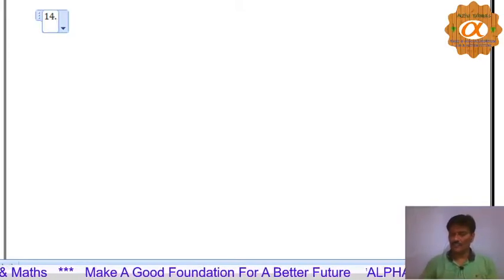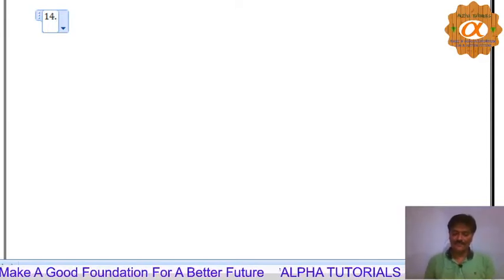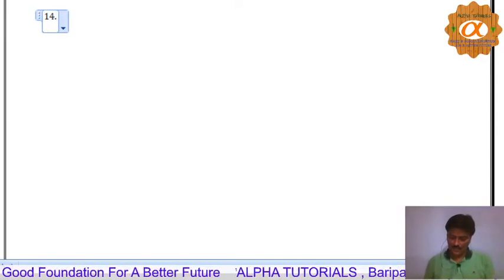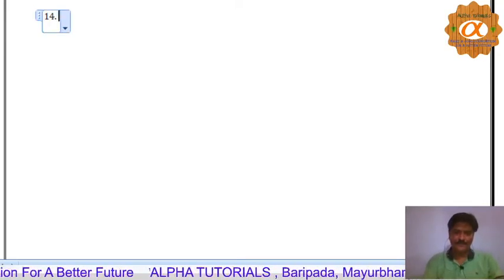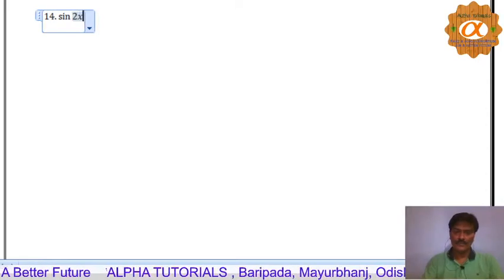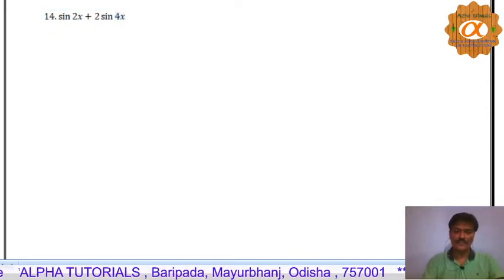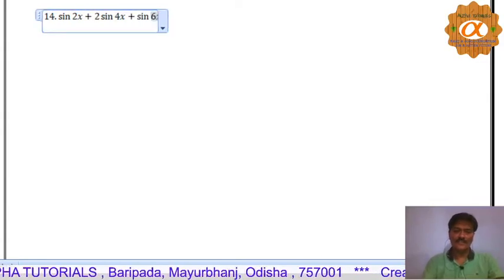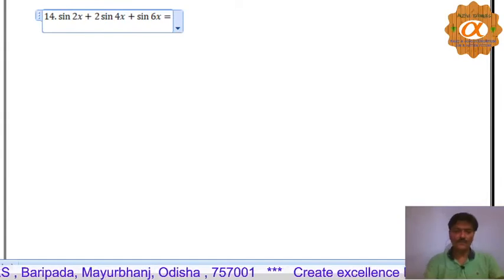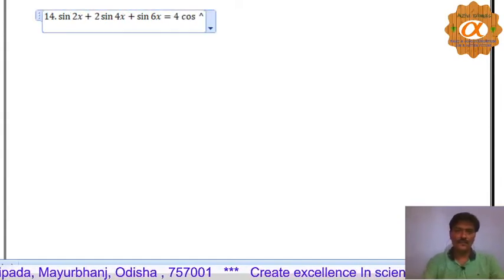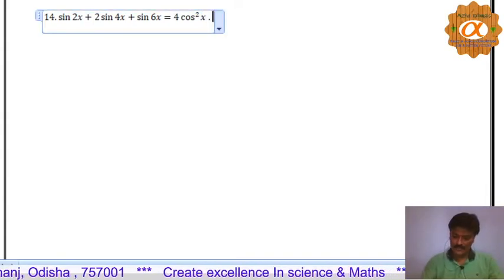We are continuing from question number 14 of NCERT Class 11 Mathematics, Exercise 3.3. In question number 14, we have to prove that sin 2x plus 2 sin 4x plus sin 6x is equal to 4 cos square x multiplied by sin 4x.